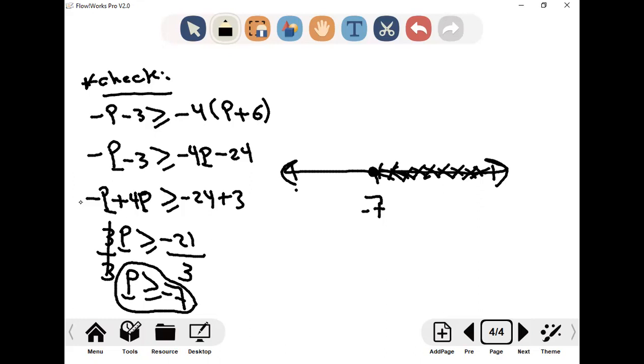But I will give you another example about solving inequalities. How much time do we have? Good, done with this one. Another example.